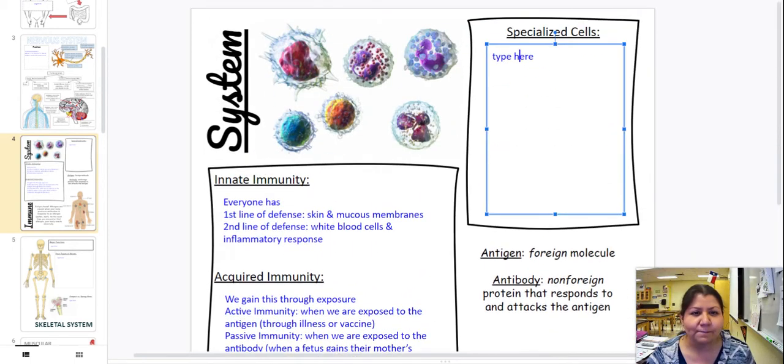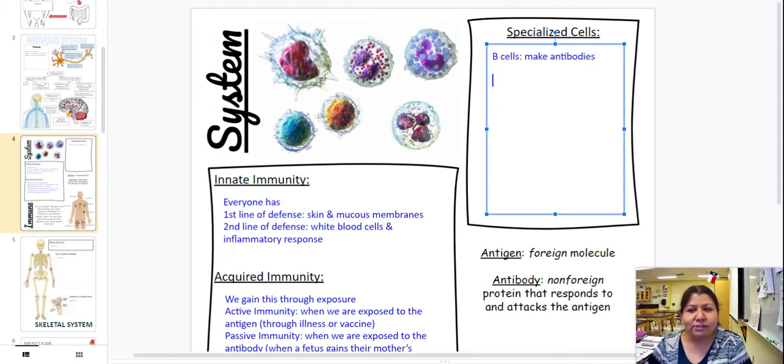So let's talk about some of these special cells. I'm only going to go over 4 types. There are a lot more than just 4. The first one I'm going to talk about is B cells. B cells make your antibodies.